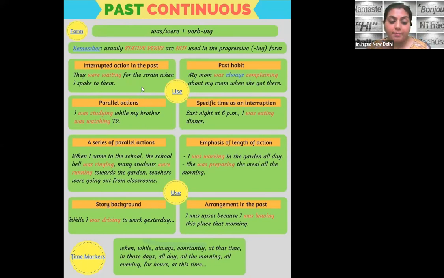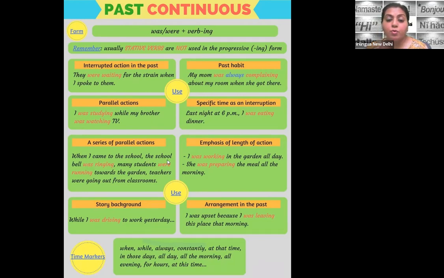But regular examples of these when and while sentences. They were waiting for the train when I spoke to them. My mom was always complaining about my room when she got there. I was studying while my brother was watching TV. Last night at 6 p.m., I was eating dinner.